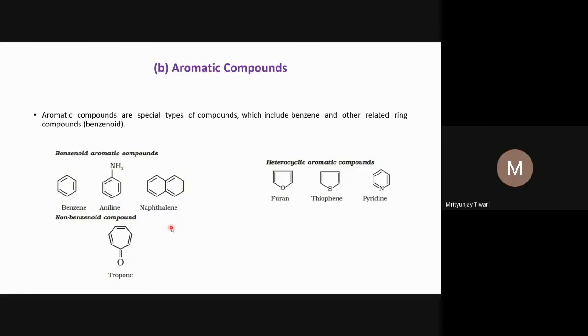So there are many fused rings. These compounds are all aromatic compounds, and they are called benzenoid aromatic compounds. It means the major structure of the compound is the benzene. Aromaticity has come because of the benzene ring that is there in the molecule. And then for the non-benzenoid aromatic compound, the example is propone.